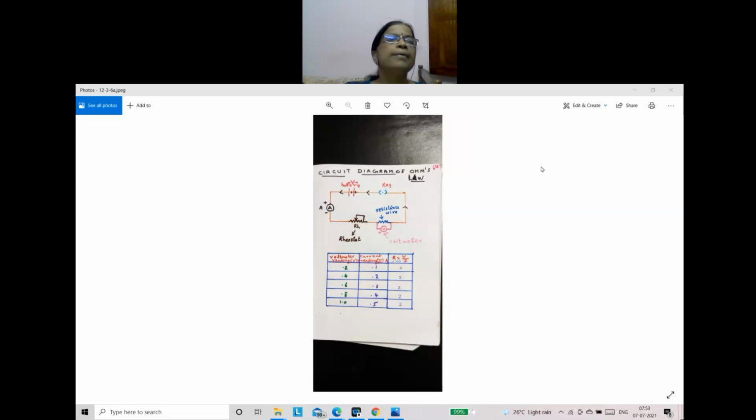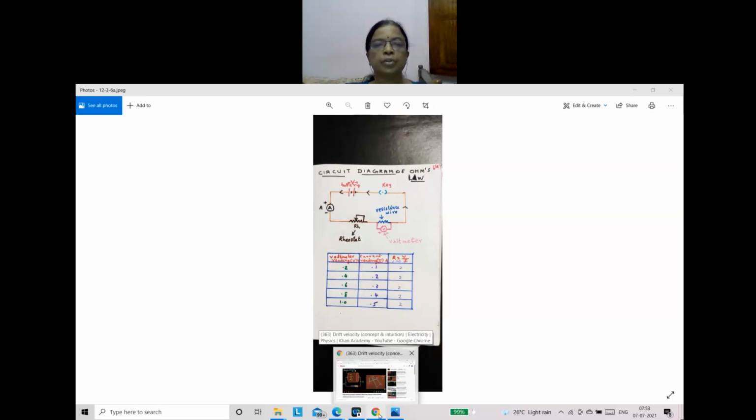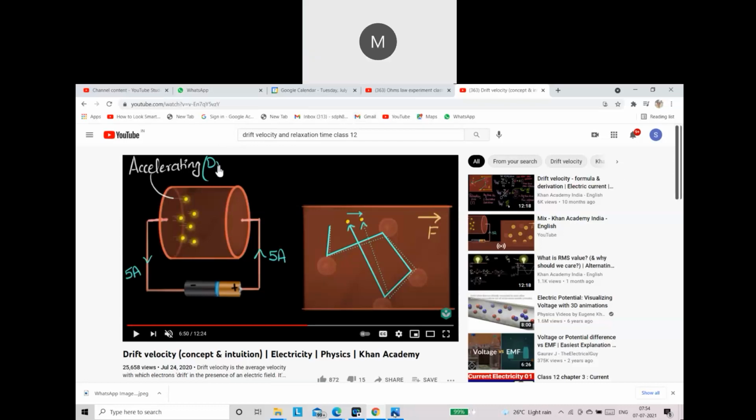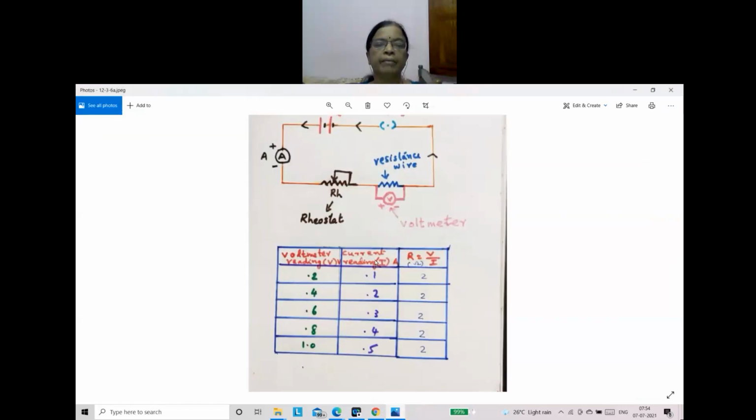This is the Ohm's law circuit, children. Have you done this Ohm's law experiment in the lab in 10th standard? Yes or no? No, teacher. Actually, if the school was functioning, you would have been able to do this. But I will show the experimental setup. I will show you in the next class what all things are used in Ohm's law.